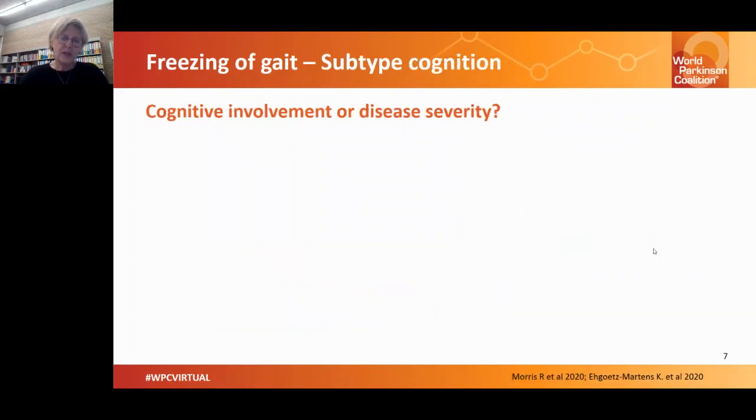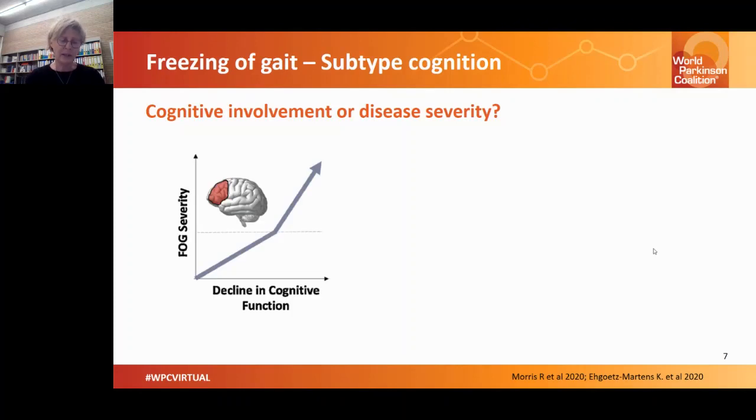I want to spend a little bit of words too on the subtype of cognitive freezing. From many studies, we could already gather that patients with freezing have more reduced cognitive capacity when we compare them with non-freezers. However, disease severity is an important confounder, and when you control for that, these differences are not so clear any longer.